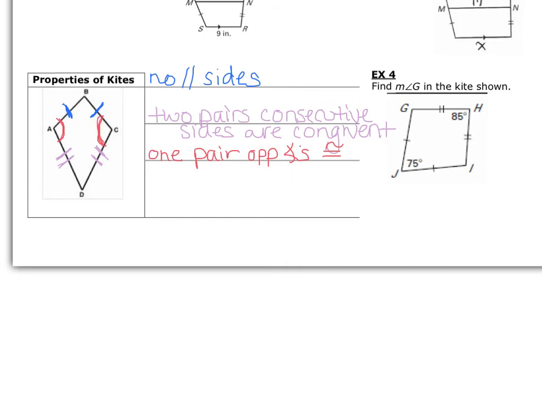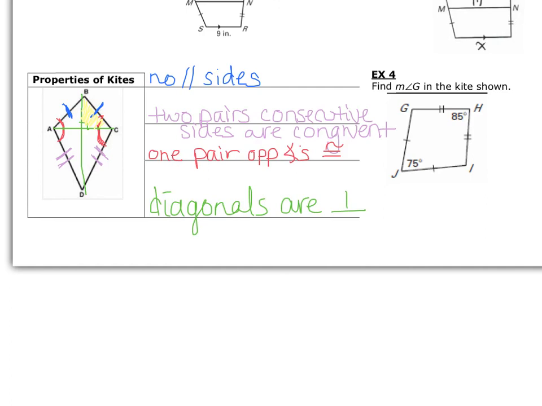The last property that a kite has is that the diagonals are perpendicular. So here, the diagonal BD is going to be perpendicular to diagonal AC. And again, remember, anytime we tell you something is perpendicular, now you have right triangles actually being formed inside of a kite. So always be prepared to use your right triangle. Let's look at example 4.